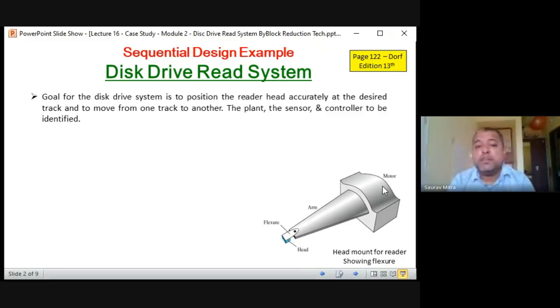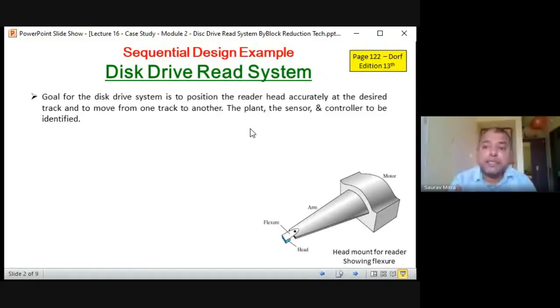The controller is controlling the speed of the disk drive system, and the disk is the process. This you have to know first. The goal is to position the reader head accurately at the desired track and to move from one track to another, because if you look, there are a lot of concentric circles on the disk. The disk reader has to read the data from many tracks. In each track the information is embedded. So the plant, the sensor and the controller are to be identified.